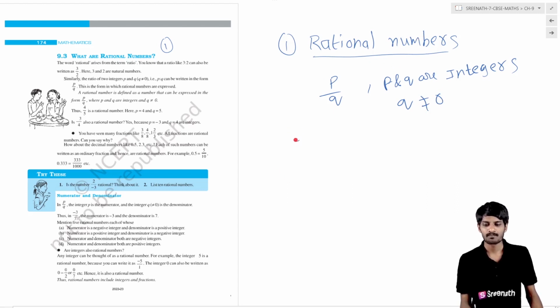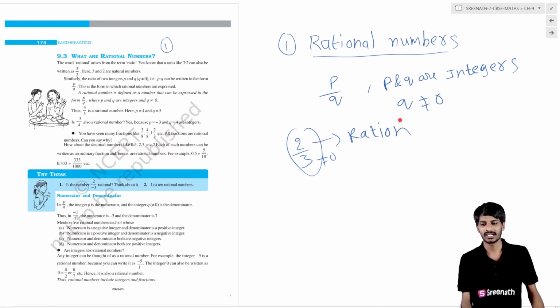For example, take 2 by 3. It is in the form of p by q, with numerator p, which is 2. The next condition is that p and q are integers, so 2 and 3 are also integers. The next thing is q not equal to 0, so the denominator q, which is 3, is not equal to 0. So it is a rational number. Why? Because it satisfies the three conditions.